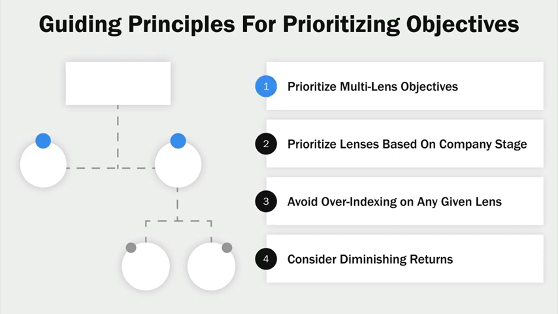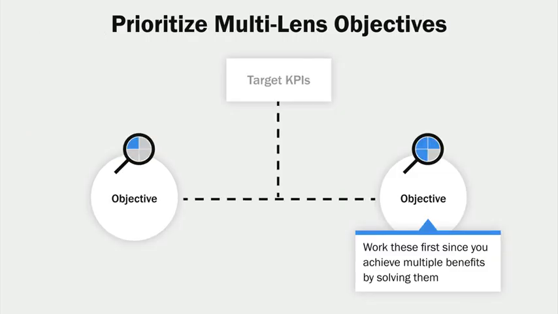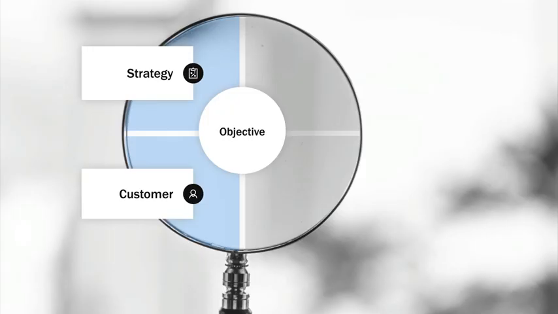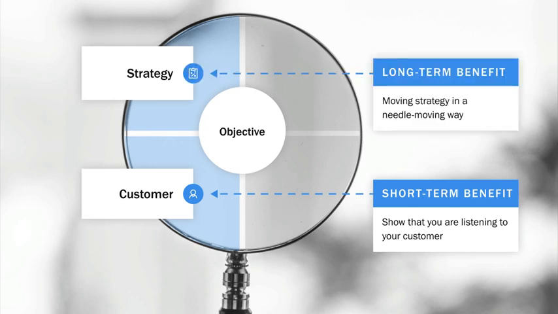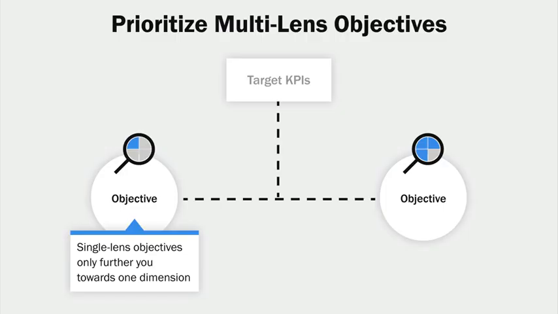The first guiding principle is to prioritize objectives that fall under multiple lenses. During your brainstorming process, you might find that some objectives can fall under multiple different lenses. This is often an indicator to work on them first, since you will achieve multiple benefits by solving them. If the objective falls under both the strategy and the customer lenses, for example, you can achieve both the short-term benefits of showing that you are listening to your customer, as well as the longer-term benefits of fulfilling your strategy in a needle-moving way. In contrast, single-lens objectives only further you towards one dimension.